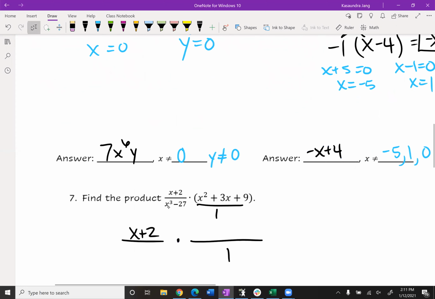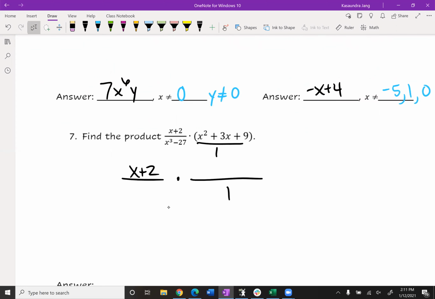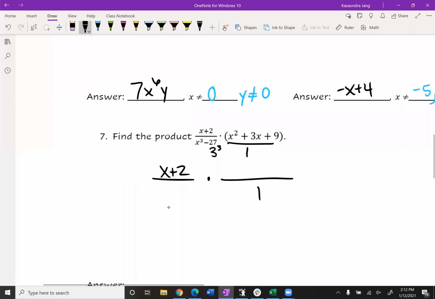And the reason I bring that up is because I see x cubed minus 27. What can I cube to get 27? Which one? 3? Okay, so 3 times 3 is 9, times another 3 is 27. Okay, 3 cubed is 27. All right, so that formula, my difference of cubes, you guys had a sum and a difference of cubes. I'll put this over here.